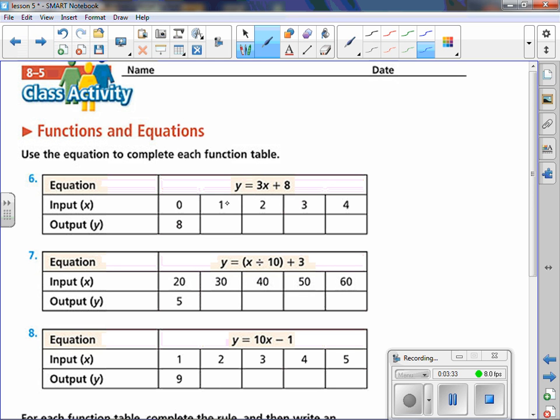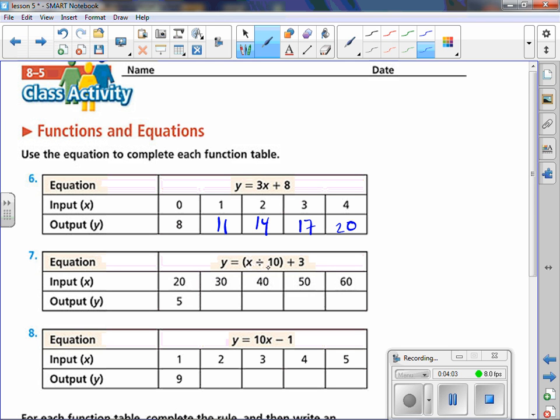So we're just going to plug 1 in for x, right? 3 times 1 is 3, plus 8 is 11. 2 times 3 is 6, plus 8 is 14. 3 times 3 is 9, plus 8 is 17. And 4 times 3, 12, plus 8 is 20. Okay, do you guys see how I'm just plugging those numbers in? Okay, let's go on.